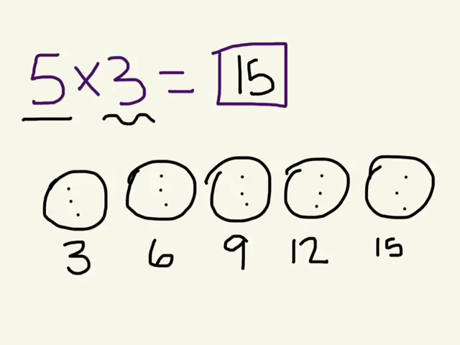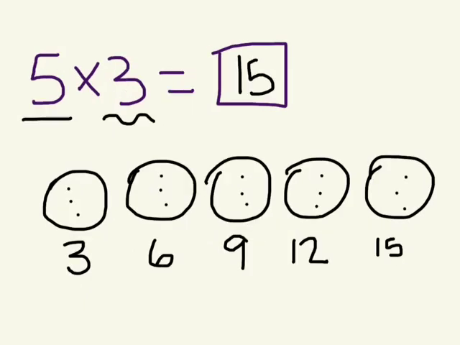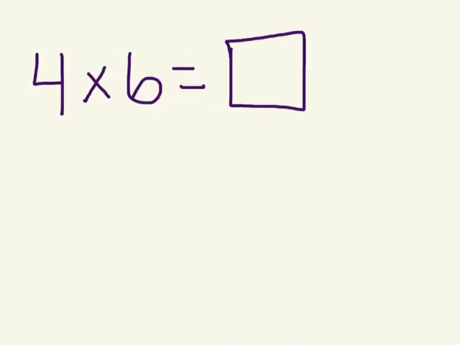And so I would encourage you to think about what's easier for you to count by. Are you good at counting by 3s or at counting by 5s? Always think about what's easier. That's the cool thing about multiplication. We can do that and get the same answer, the same product. One more equation.